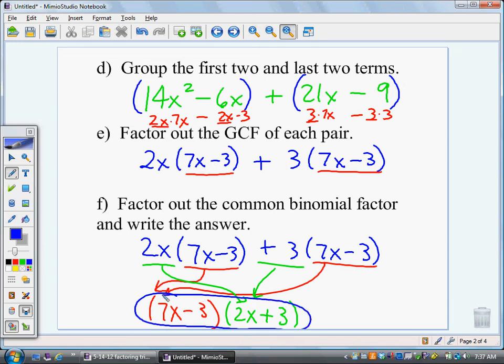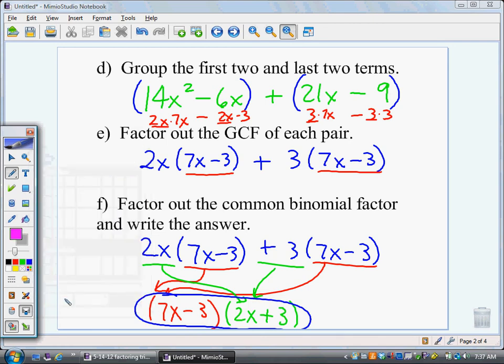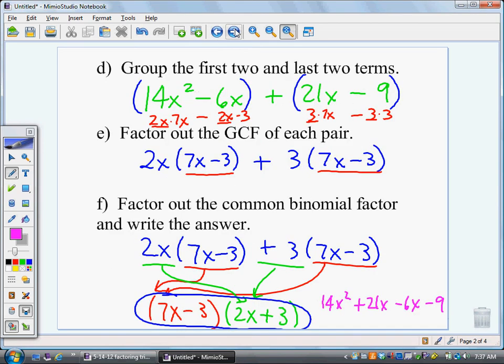You could then do FOIL to check that. If you were to multiply that all out, it would be 14x squared plus 21x minus 6x minus 9. You can see all those terms are exactly what you have at the top of this page, and the 21x and the negative 6x are switched around. When you add those together, you will get 15x. And that gives you your original 14x squared plus 15x minus 9. And so those are the steps that you would go through to factor by grouping.